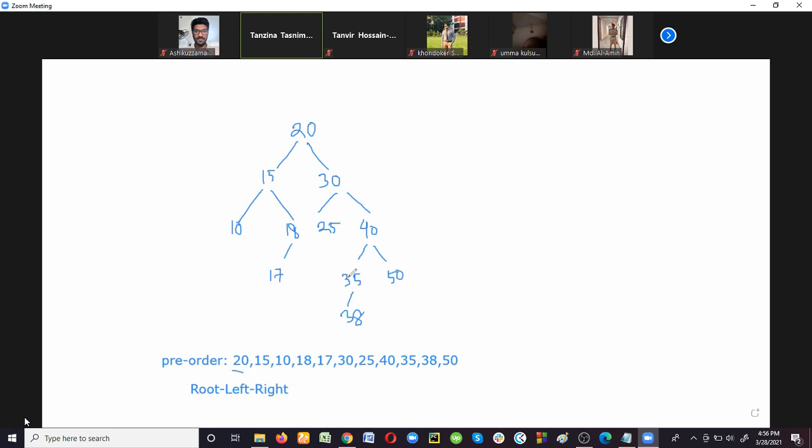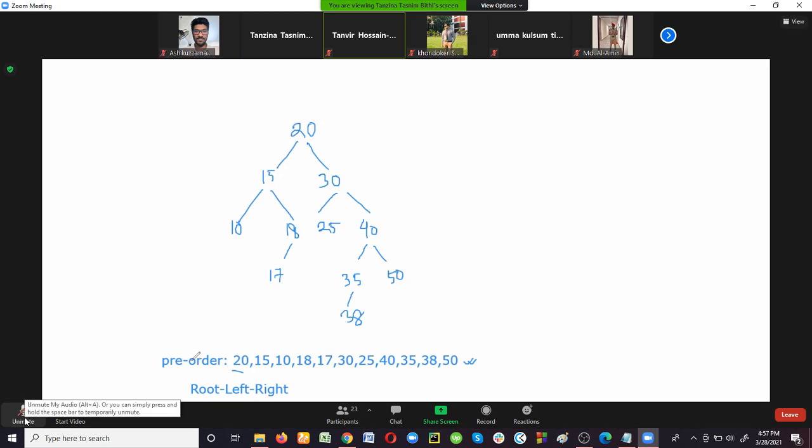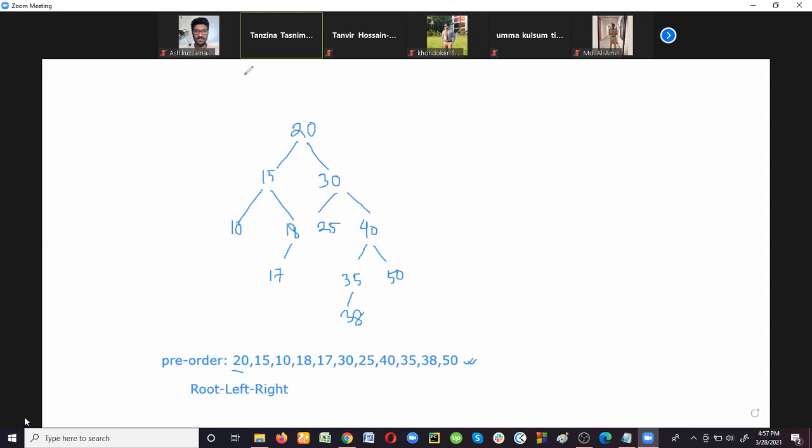Okay, so after traversing the left child of 40, can we take the right child of 40? No, because 35 is also a parent node which has a left child 38. So after taking it, now we can take the right child of 40. That means this sequence is correct. Clear? Yes, ma'am. Okay. So I hope pre-order traversal is clear to you.